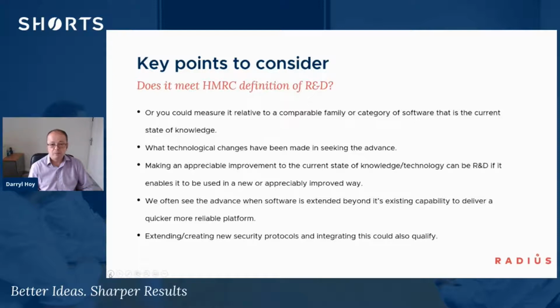would qualify. And we often see that the answer will be where that software has been extended beyond its existing capability to make it a quicker, more reliable platform, and quite often cost will be part of that as well. So it might be that you could buy an off-the-shelf system for a lot more money, but actually that's not going to be within the budget. So you're actually trying to create something that's as good or better than what currently exists, that would cost a lot more to buy. So it's how you're doing that.